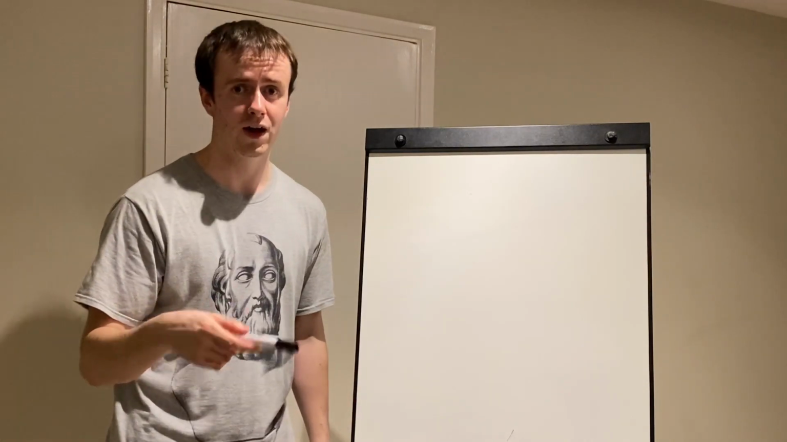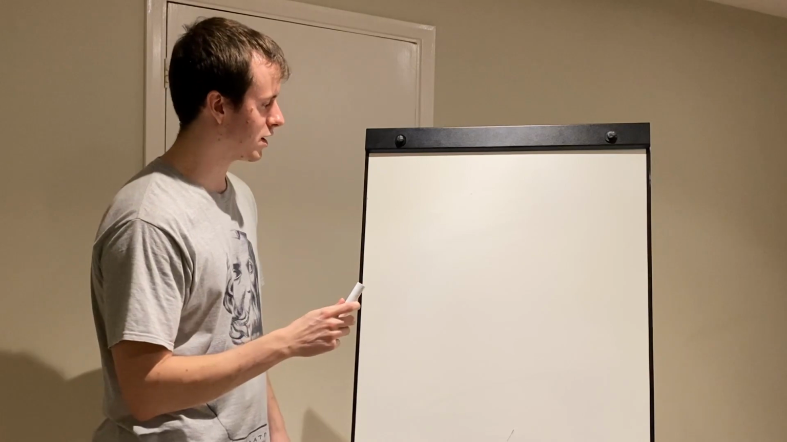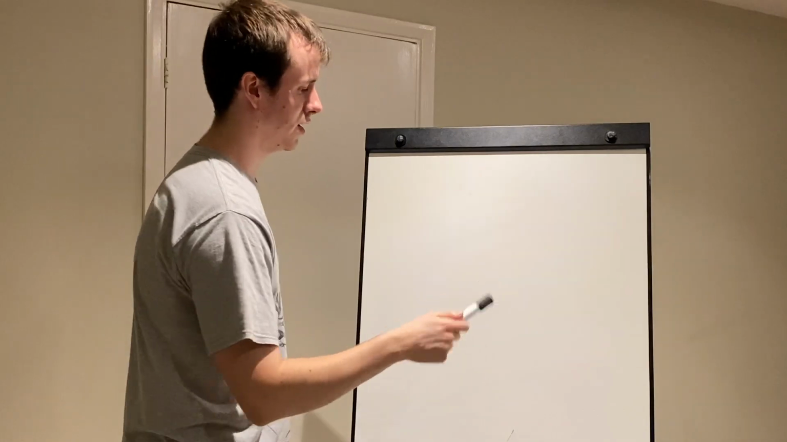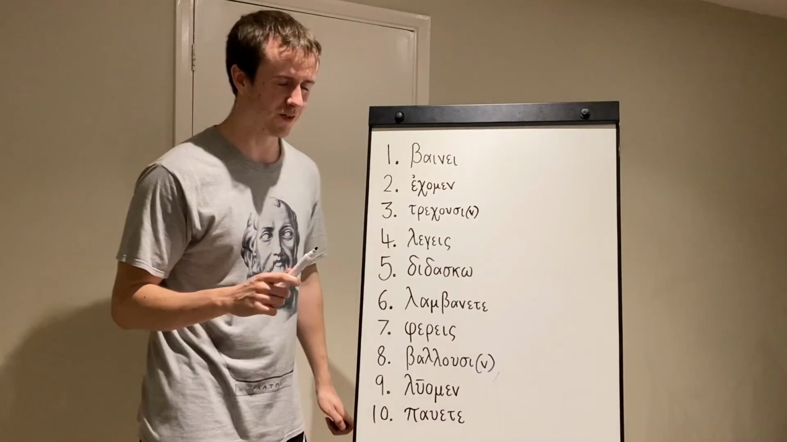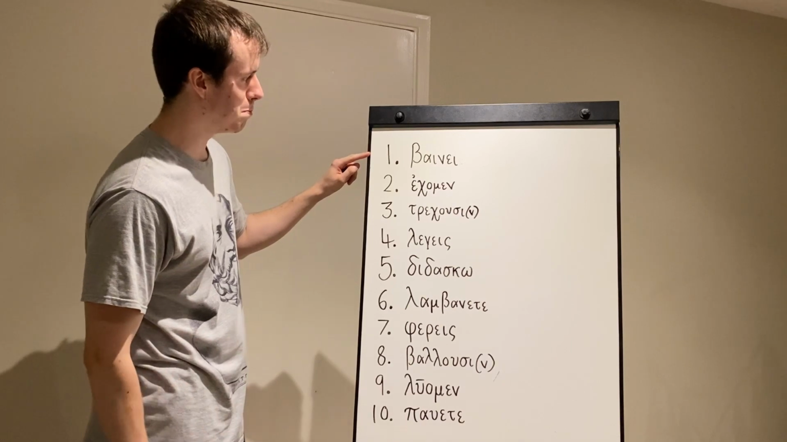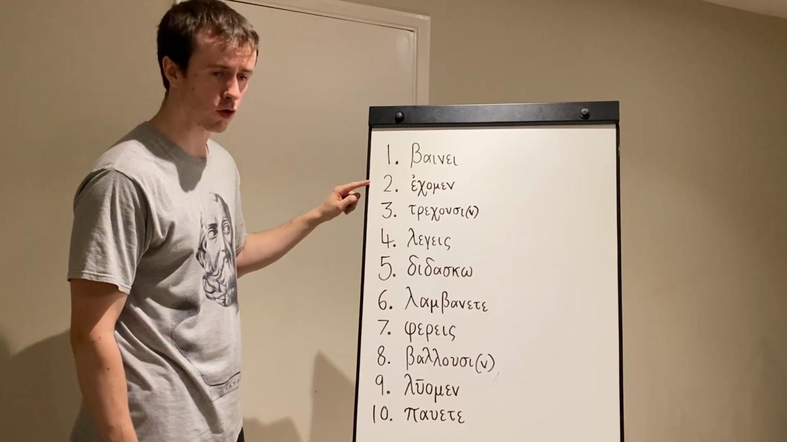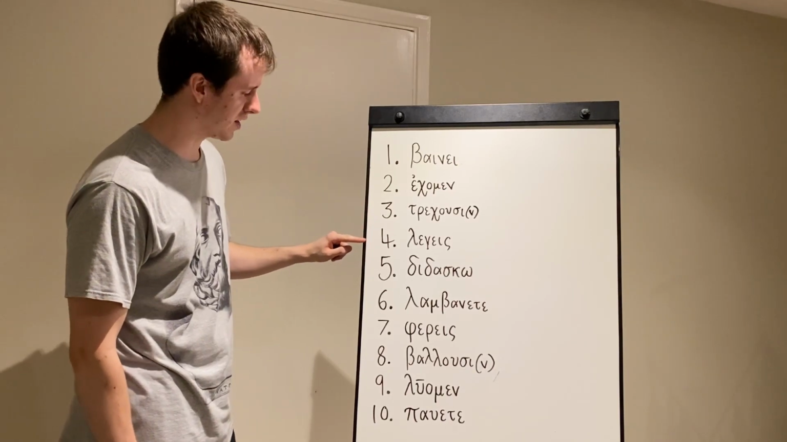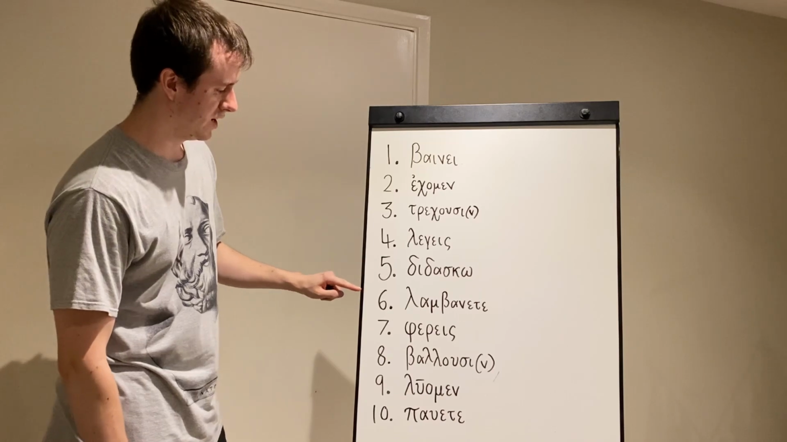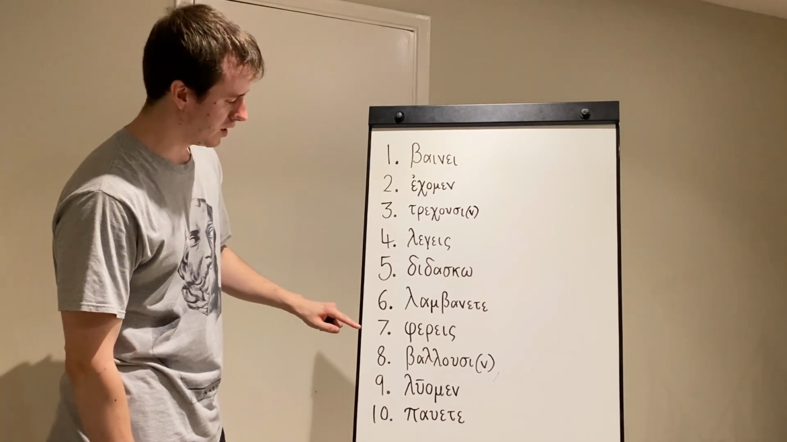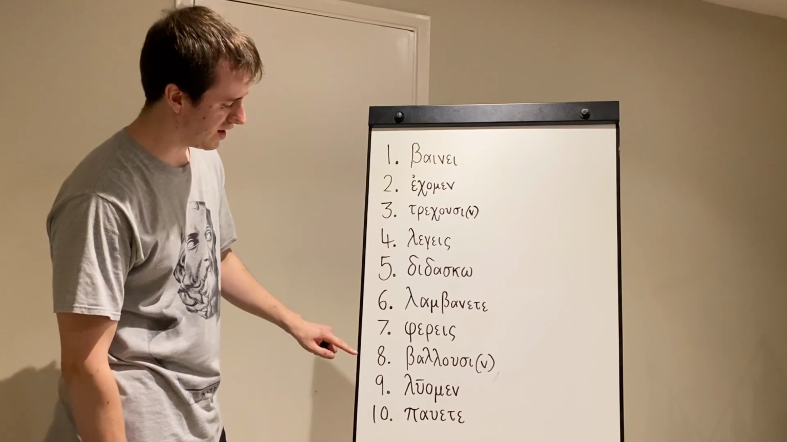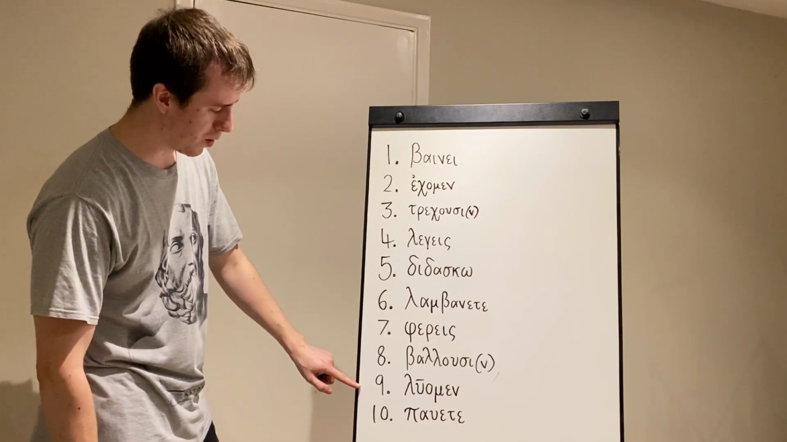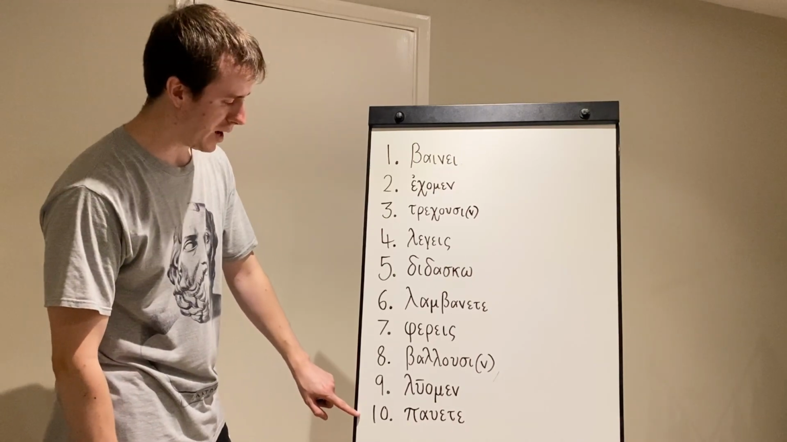Okay, so what I'm going to do is I'm going to write 10 different verbs on the board using those verbs you've just learned and the verbs from the paradigms. And I would like you to write them down in your notes and to write their English translations next to them. Okay, your 10 verbs are: firstly, baine; secondly, echomen; thirdly, trechusin; fourthly, leges; fifthly, didaskor; sixthly, lambanete; seventhly, peres; eighthly, balusin; ninthly, luomen; and tenthly, pauete.